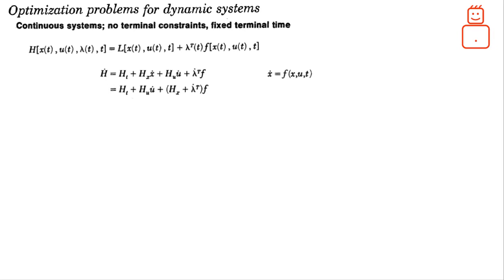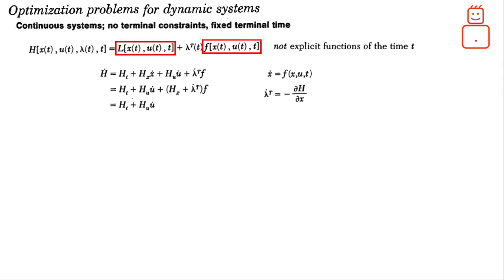And if we go back to our derivation of the optimization problem we dealt with in this video, we also have an expression for lambda dot as shown. By substituting this relation in our shown equation, the last term will be cancelled out, and we are left with the following partial derivatives. So, if both functions L and f are not explicit functions of the time t, then the first partial derivative is also cancelled out and we are left only with the partial derivative of H with respect to the control action function u.